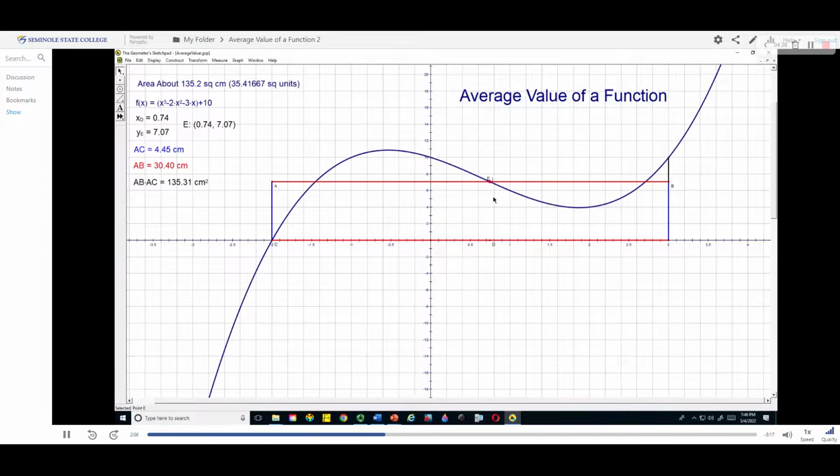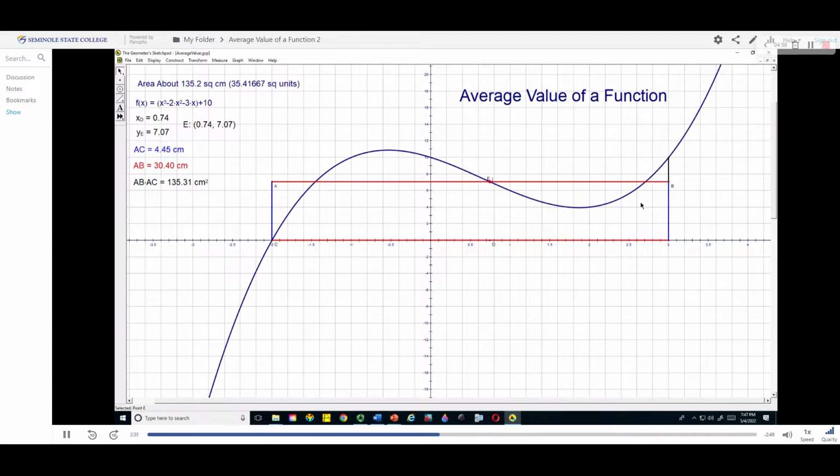And I've highlighted a point up here, E, which is approximately at a point on the graph where the functional value, the y value, is the average value of the function. I'm actually at the point where the y value is 7.07, the average value of the function, which is a little over 7.08.